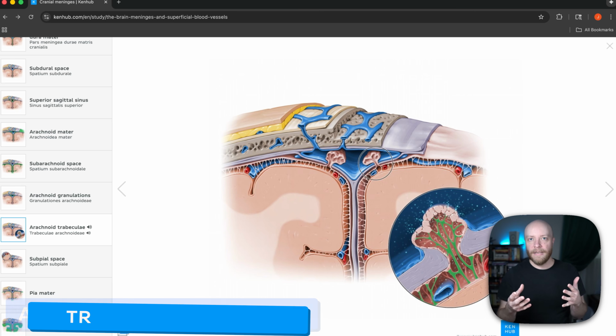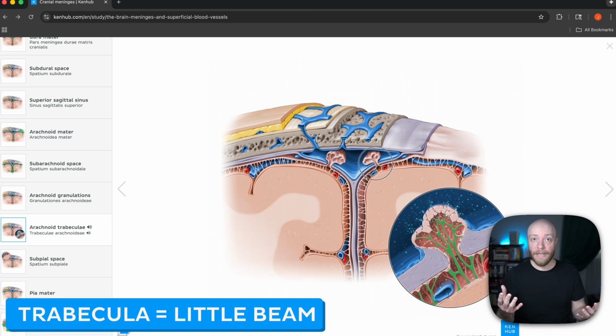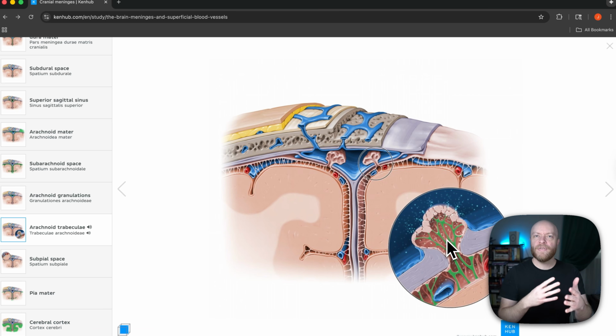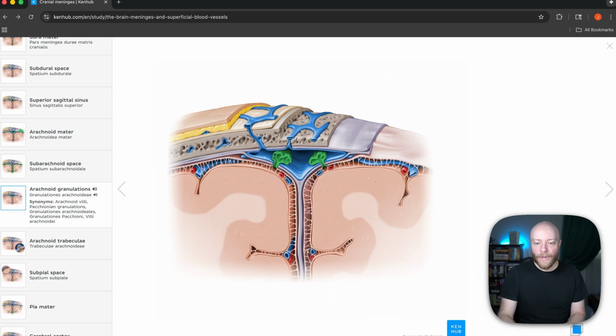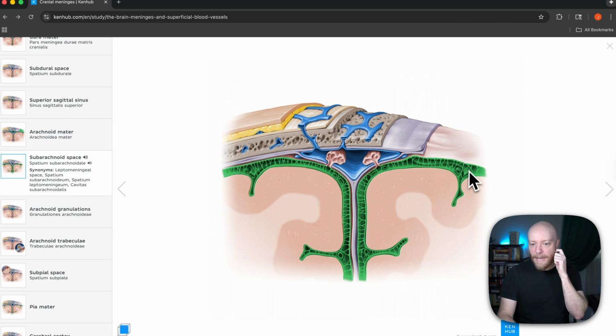So a trabecula in anatomy means little beam. And you may have even heard of trabecular bone. It's an alternative way of saying spongy bone. So these are the little cobweb looking things that give the arachnoid its name. These are also going to be made of loose connective tissue. So if we go back here now and look at the subarachnoid space, what's happening is the arachnoid mater is using these arachnoid trabeculae to attach itself to a deeper layer that we will see in just a moment.